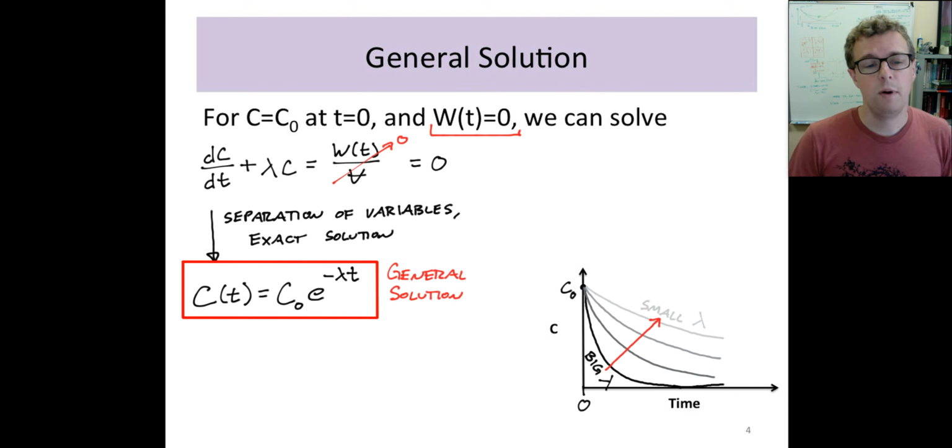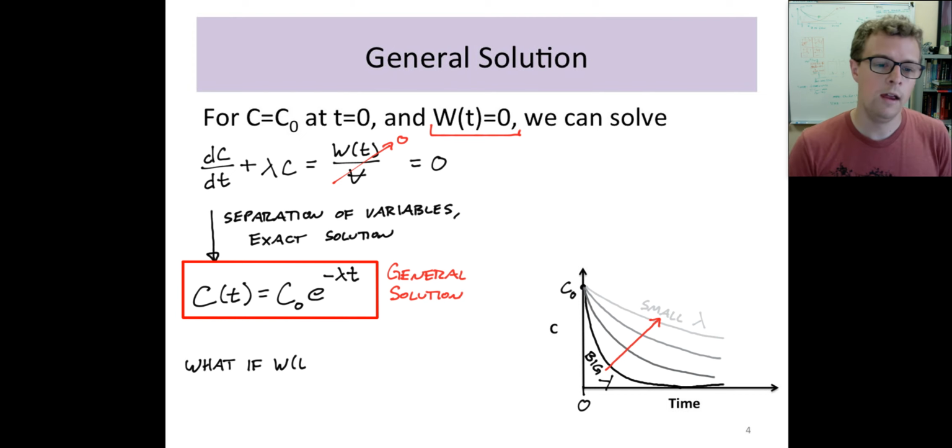So the bit that I've boxed in red is what we call the general solution for our system. This describes how our CSTR will behave in absence of any loading. So this only applies when W equals 0.